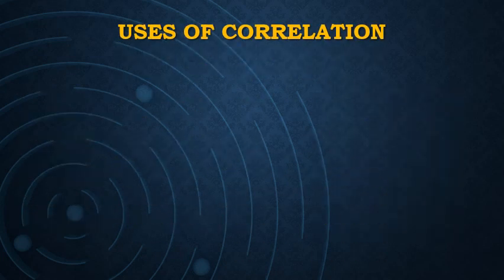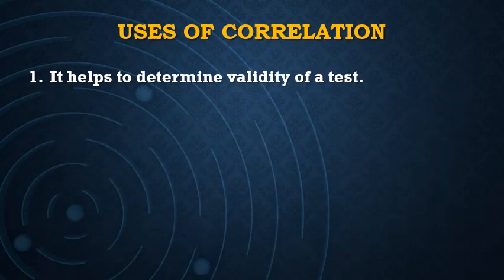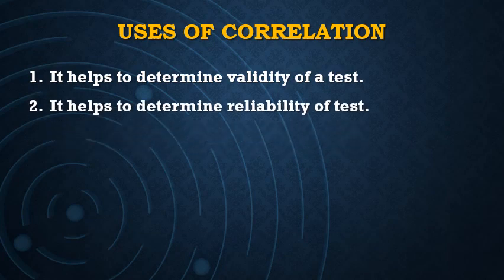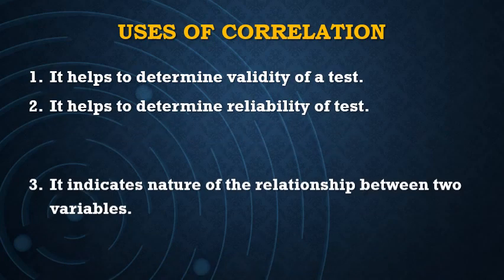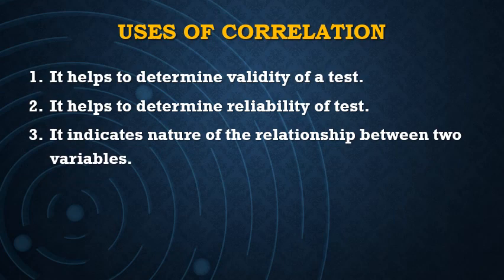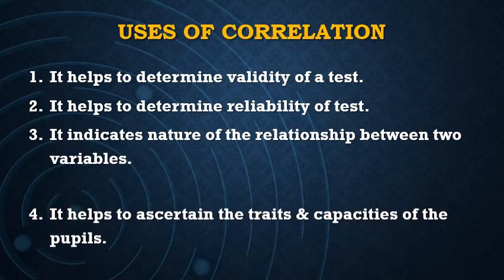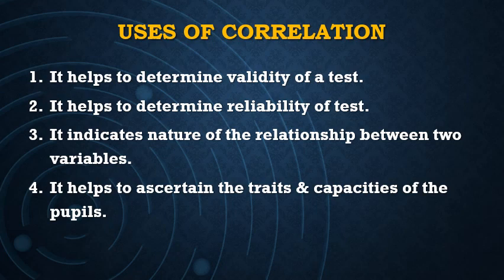Let's move to uses of correlation. It helps to determine validity of the test. It helps to determine reliability of the test. It indicates the nature of the relationship between two variables. What is the nature? Then it helps to ascertain the traits and capacities of the.